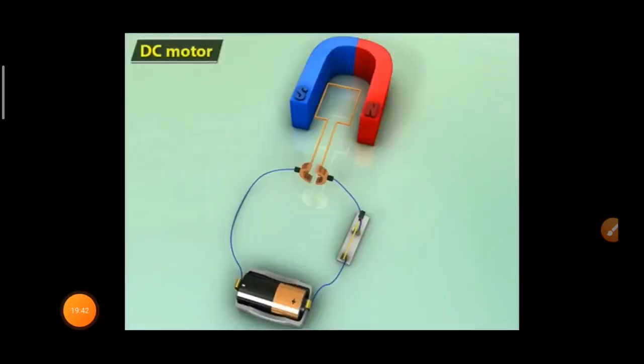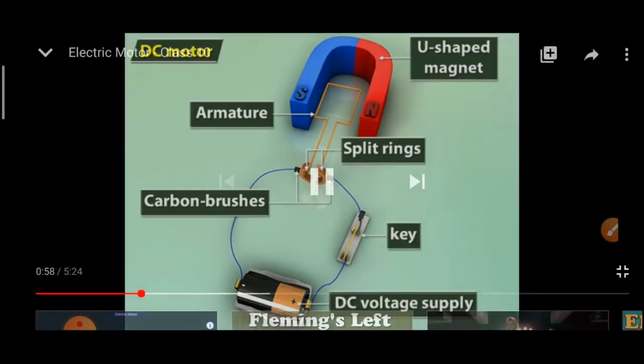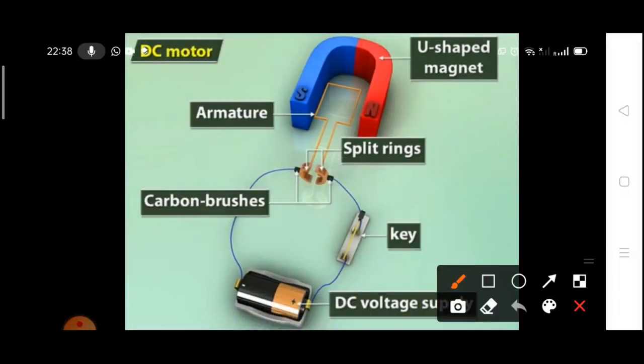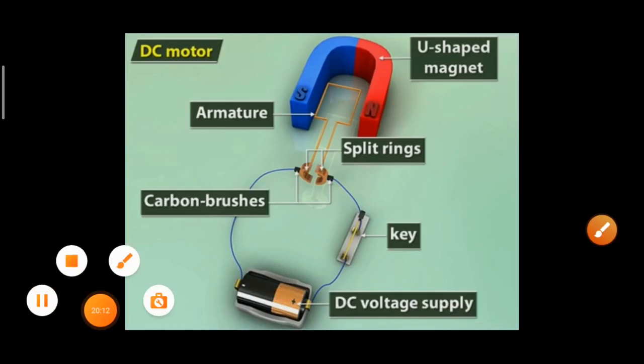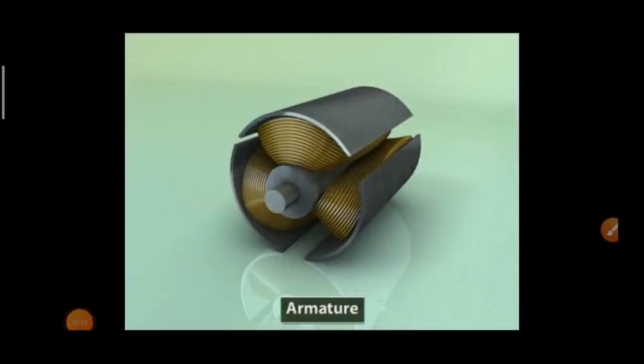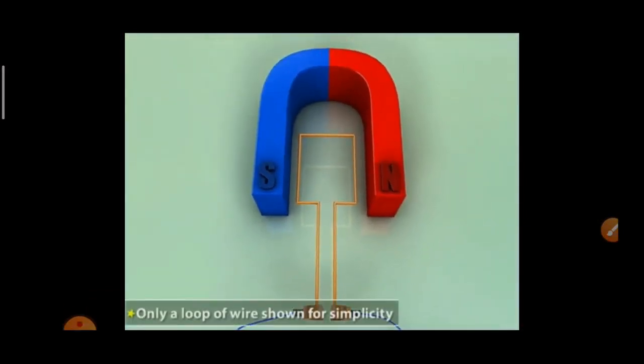Now you are seeing a DC motor. What is its structure? You can see there are magnet, armature, split rings and carbon brushes. This is the magnet, this is the armature, this is the battery, this is the key, and these are split rings which are used to rotate this coil, and these are carbon brushes which are stationary. Armature is a coil which rotates. So this is the electric motor structure.